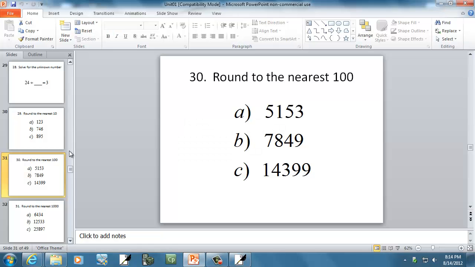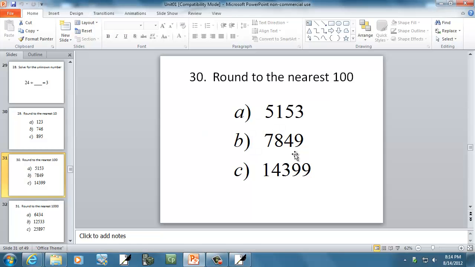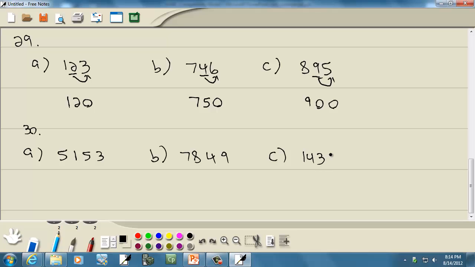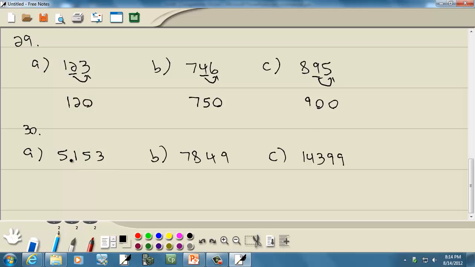So we got 5153, 7849, and 14399. We're rounding to the nearest 100. Well, the hundreds place is this digit right here, and you refer to that up above. So we look to the digit immediately to the right. Now this one is 5 or greater, which means I'm going to round up. So I add 1 to this. So that becomes 2, and the 5 just stays as is. And then there's 2 zeros here for these 2 digits.